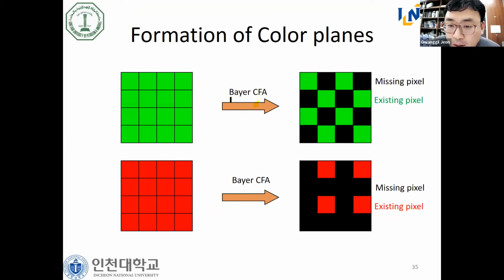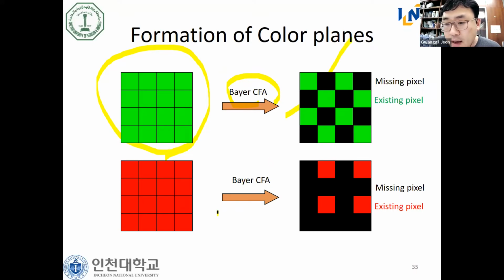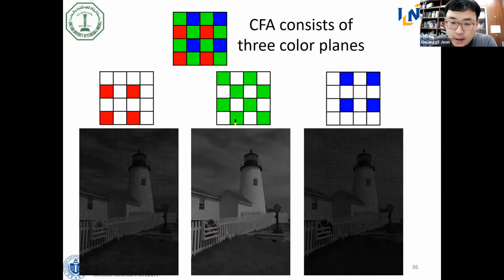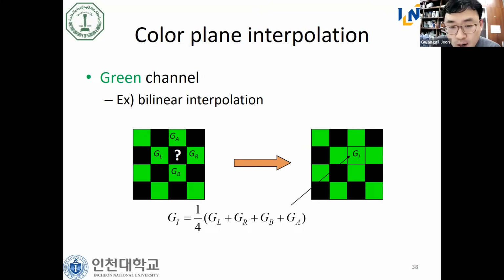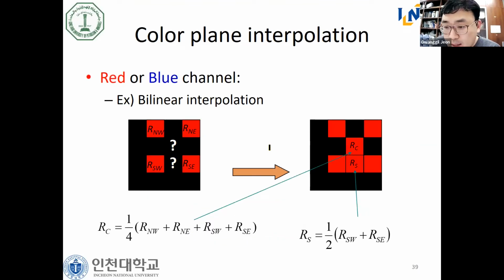Then after the Bayer CFA, for the original green component, half of the information is missing, and for red, a quarter remains and 3/4 are missing. So after the Bayer CFA pattern, this is red, green, and blue. What we have to do is restore this question mark. How can we restore this question mark? We add the 4 neighbor pixels. So to restore this GI, we add 4 neighbor pixels and divide by 4. How about this RC, the center? We add 4 neighbor pixels and divide by 4. And for the south one, we add left and right and divide by 2. This is the rationale.